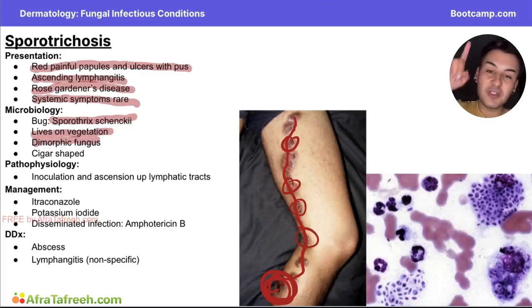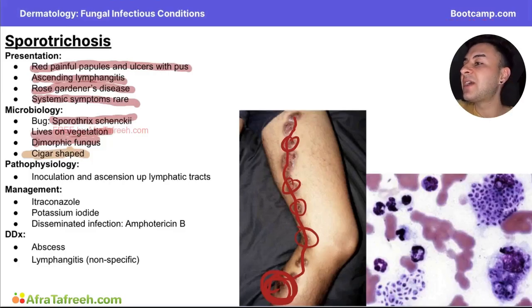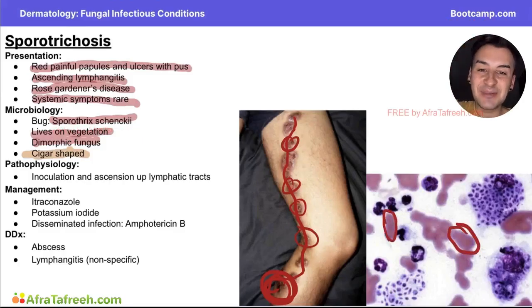And here's a super high yield moment coming your way. I'm going to highlight in brown. This is a cigar-shaped fungus on microscopy. So let's highlight what that looks like on the microscopy itself. You'll see here what I'm circling is kind of like a cigar shape, and that is classically how the fungus is described. So be on the lookout for that cigar for that winning point.